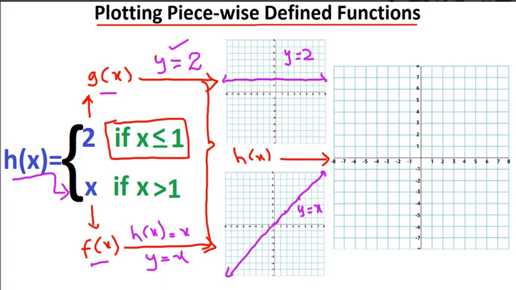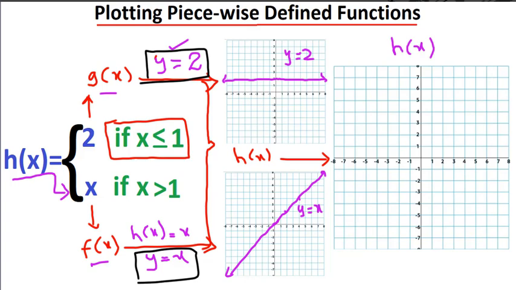Now we are going to plot both these functions on one single graph, and this graph will be of h of x. So now I am going to combine both of these functions, that is, both the pieces of the function h of x. One piece is y equals 2, and the other piece is y equals x. So let's plot it on the graph.